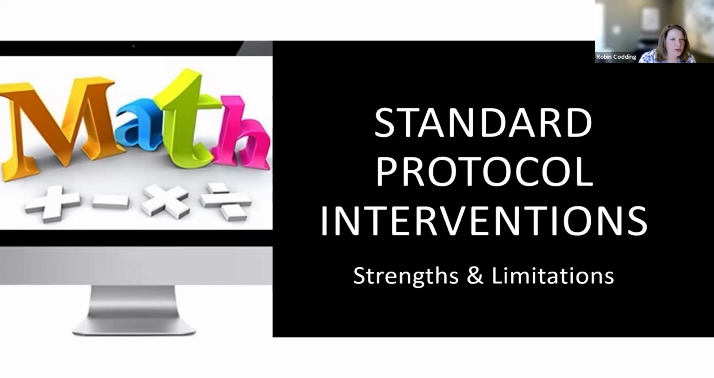When I was in graduate school about 2 decades ago, the field was talking about the standard protocol approach and the problem-solving approach. We obviously moved forward when we went into this idea of MTSS with the idea that we are going to use a standard protocol approach, and that has largely been adopted.